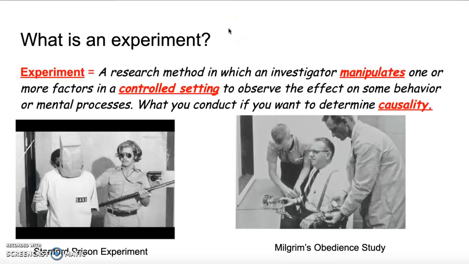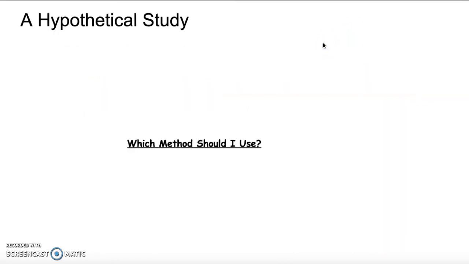But just to put an experiment into a more concrete definition, an experiment is a research method in which an investigator, keyword, manipulates one or more factors in a controlled setting to observe the effect on some behavior or mental processes. And it's what you would conduct if you want to take a theory and prove that one thing actually causes another thing. This is a limitation of just looking at correlational data, but something that you can come closer to with an experiment.